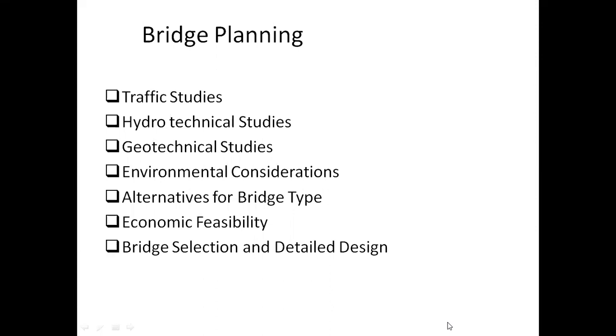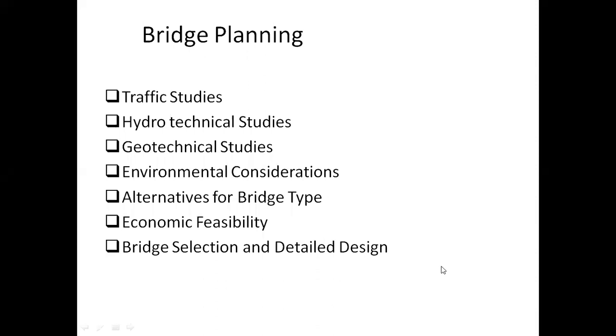And next one is economic feasibility. Economic feasibility always relates with the cost of the bridge. When you choose one type of bridge, first you have to estimate whether that bridge is economical at that location or not. So that economic feasibility is very important before execution.